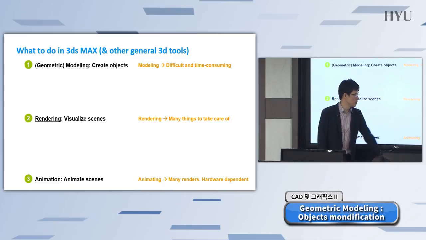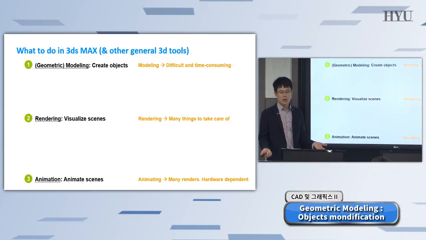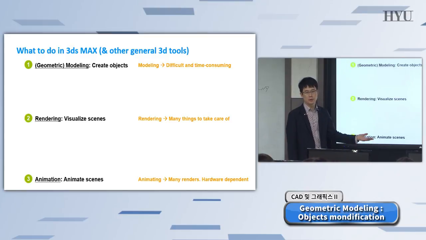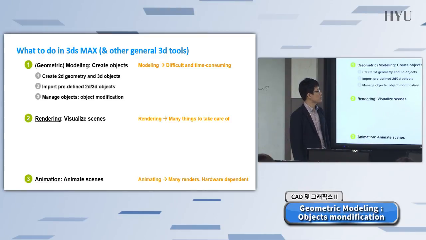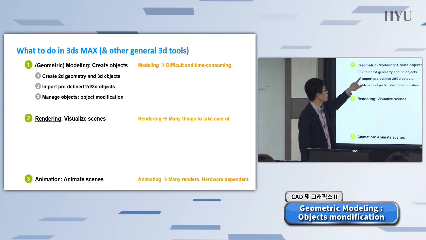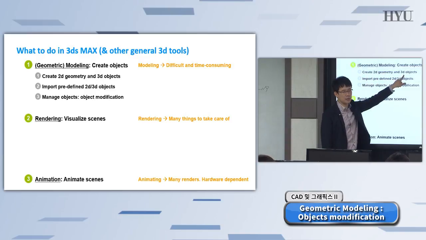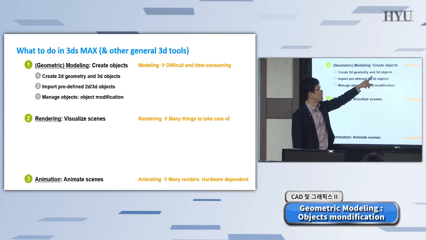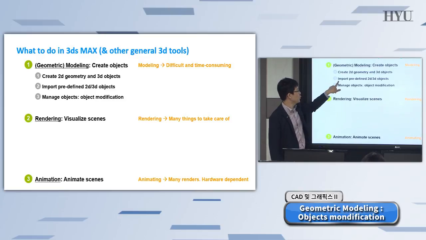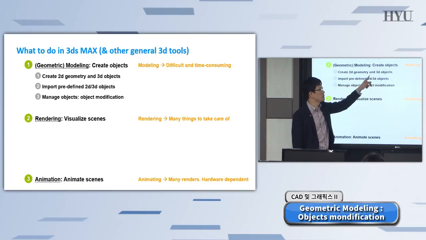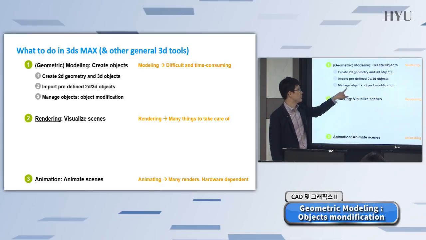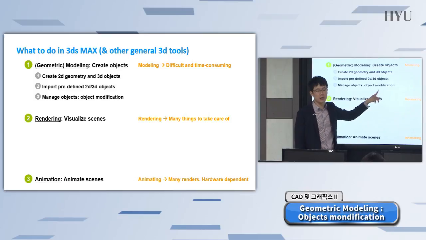So you need to know some performance, how to use cloud computing, backburners, or how to save your time for render, and so on. On the geometric modeling, first thing, create 2D geometry and extrude, loft, revolve, sweep for making 3D. Import your predefined 2D or even 3D from warehouse, whatever, okay? And manage. Manage means modify, never ending, recursive, time consuming, okay?